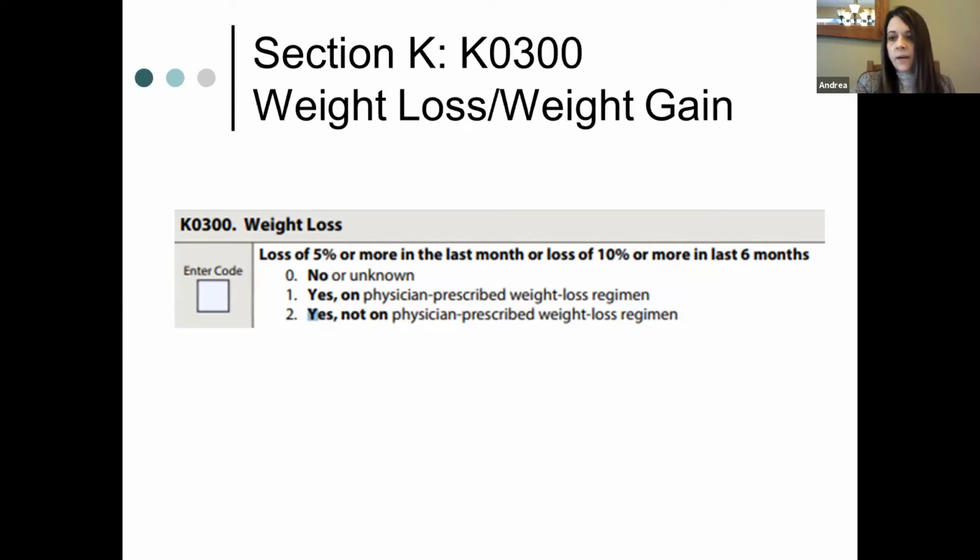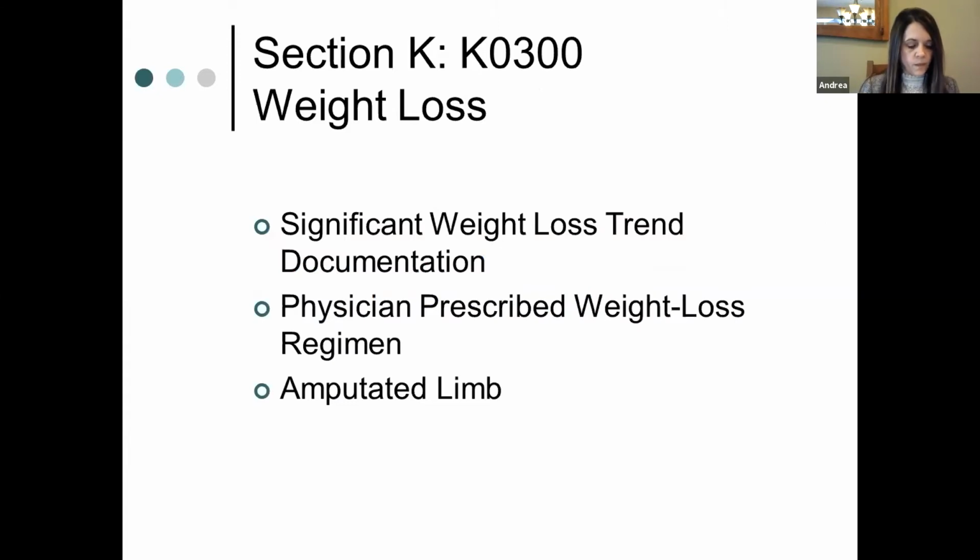So if the records show that there was a weight change in 6 months, you would code that there was a significant loss during that time period. If a resident is losing a significant amount of weight, the facility should not wait for the 1 month or 6 month time frame on the MDS to address the problem.